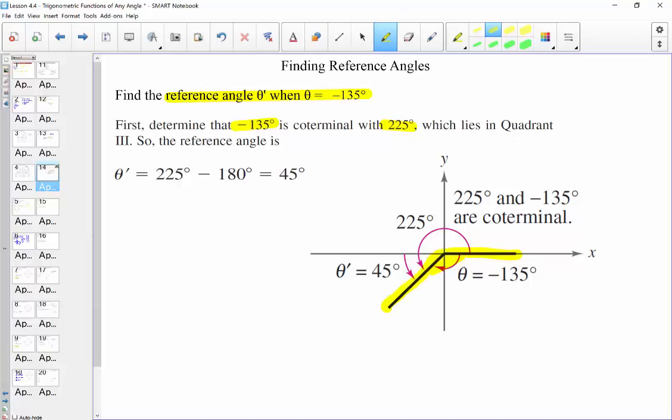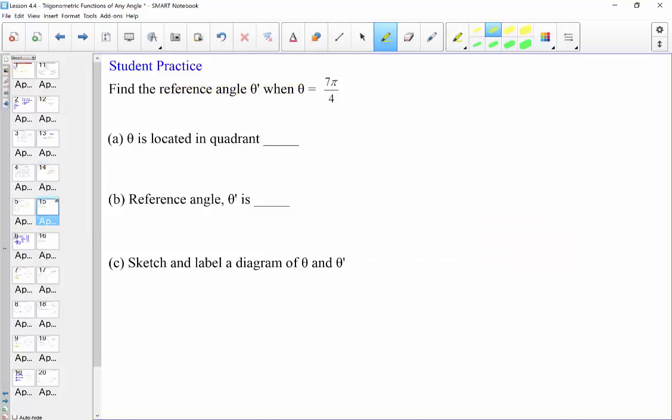To find the reference angle theta prime, we need to subtract 180 degrees from 225 degrees. The result is our reference angle theta prime, which equals 45 degrees. Now pause the video and try this problem on your own.